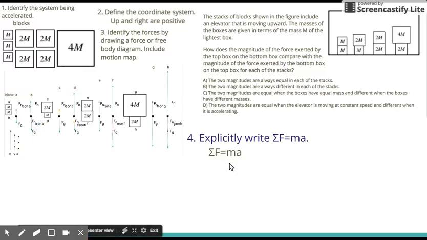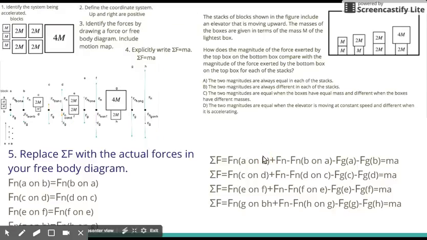Next, we'll explicitly write that the net force is equal to mass times acceleration. In step 5, we'll replace the net force, and you see here that I rewrote that the net forces for the normal forces of A on B equals B on A, and so on for each block system. And like I said before, this is because the relationship is opposite but equal.